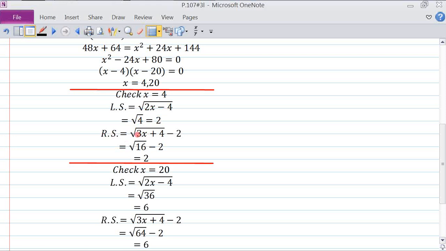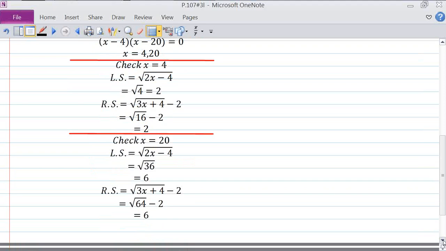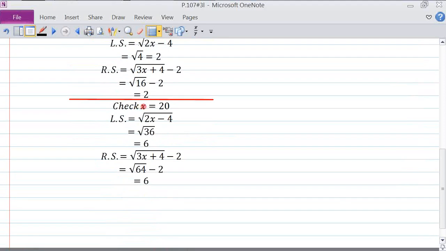Here we have 3x plus 4, and so 3 times 4 is 12. 12 plus 4 is 16. Square root of 16 is 4. 4 minus 2 is 2. So x equals 4 substituted in the left side gives 2. X equals 4 substituted in the right side gives me 2. The left side equals the right side. And so we're okay with that answer here.